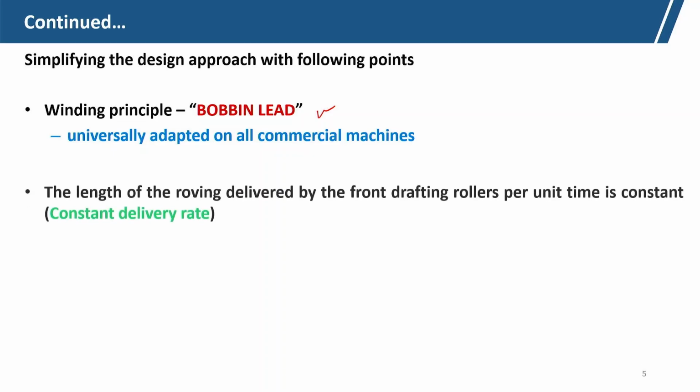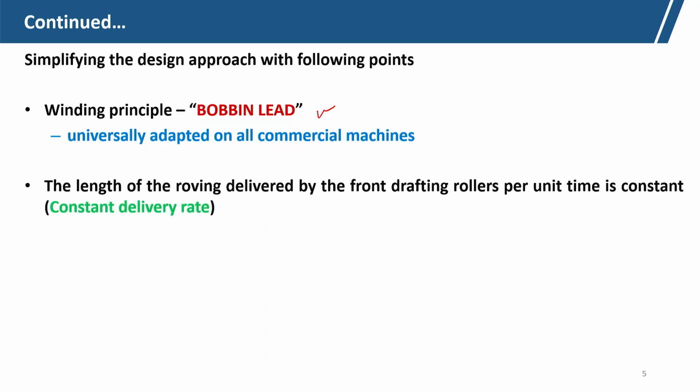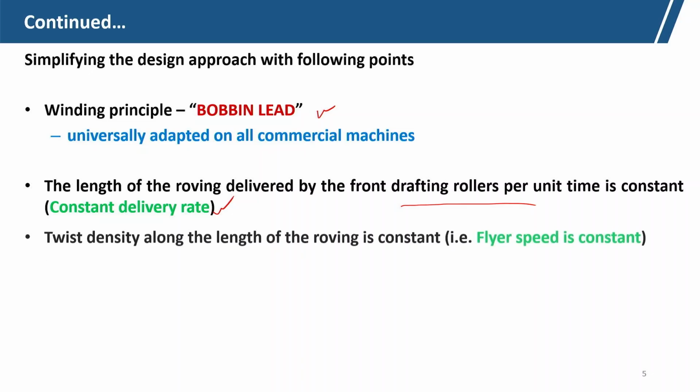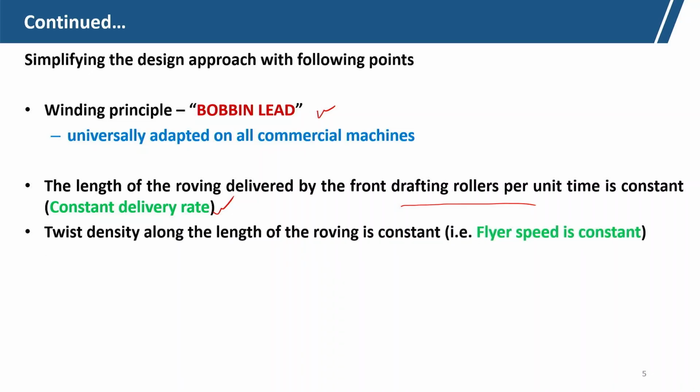derivation. The length of the roving delivered by the front roller per unit time is constant. That is true, basically a constant delivery rate, and also the flyer speed is constant. So, that is why twist density along the length is constant, twist per unit length is constant.